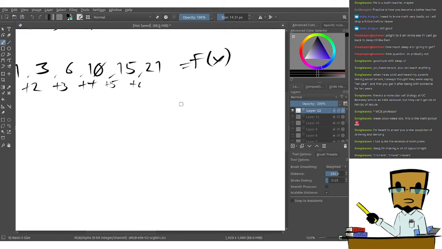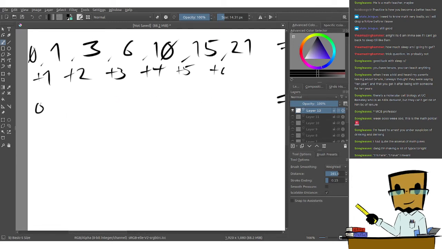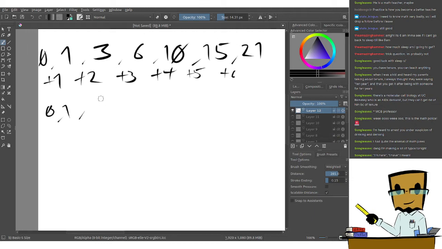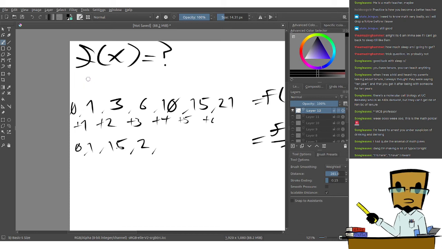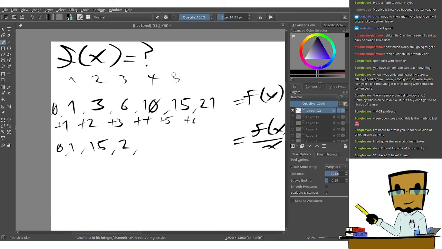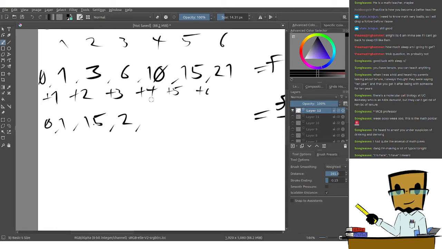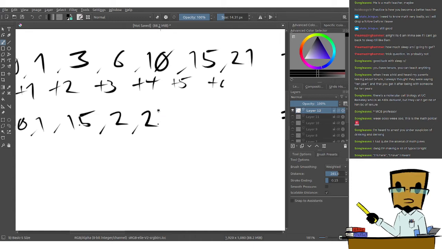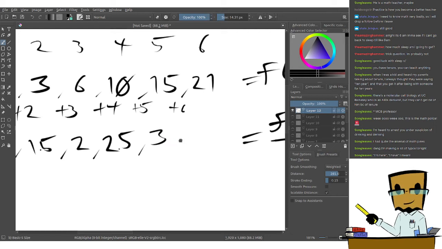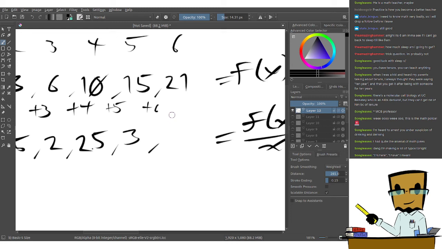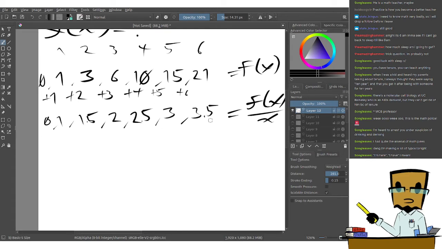So, if we divide both sides by x, we'll get 0, 1, 1.5, 2. Let's see. So this is at the 1, 2, 3, 4, 5, 6. And divided by 4, 2.5. 15 divided by 5, 3, and 6. 21 divided by 6. Let's see, 18, and 3.5. There you go.